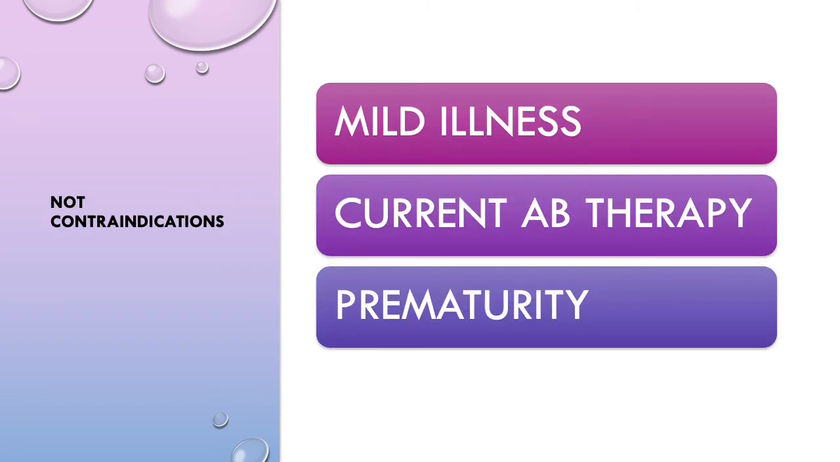But let's look at what's not a contraindication. So a mild illness, which is a mild fever, is not a contraindication. Current antibiotic therapy is not either, and prematurity is not a contraindication. So we give premature children vaccines based on their actual age.